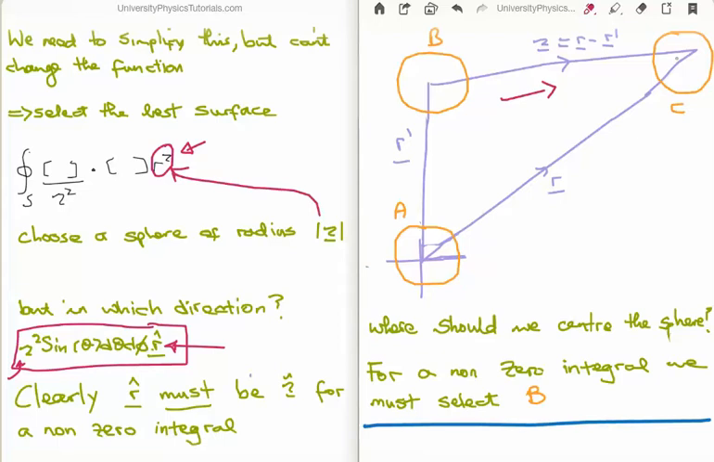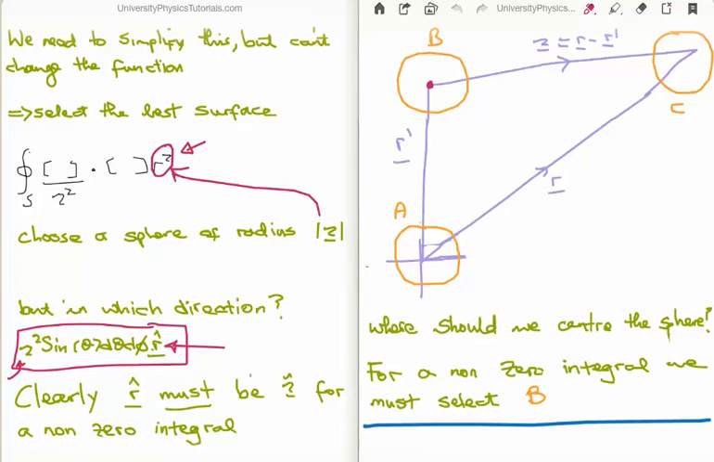So if we center our sphere at, we'll say sphere A, we're going to get a zero integral. If we center it at C, we're also going to get a zero. Well, we might actually get a zero integral there. But if we look at the sphere B, really what we're saying is that in order for us to get a non-zero integral, we need to center our sphere at B, and we need to have the radius of our sphere equal to the magnitude of the separation vector. Okay, so what we're going to do is integrate at the position R prime, and the radius of our sphere will be equal to the magnitude of the separation vector.